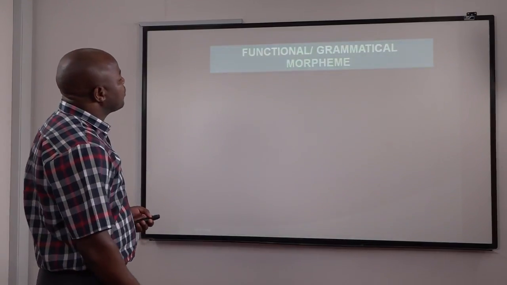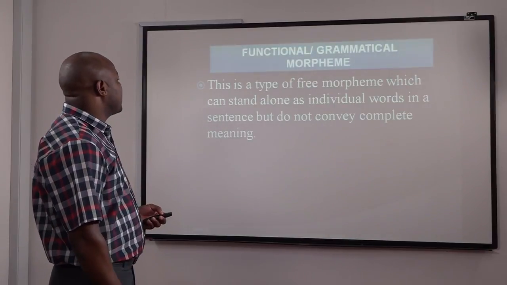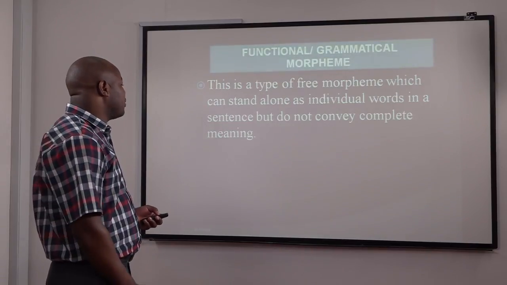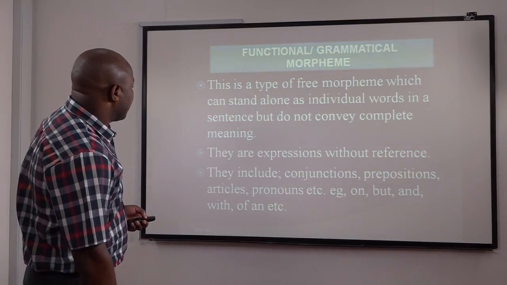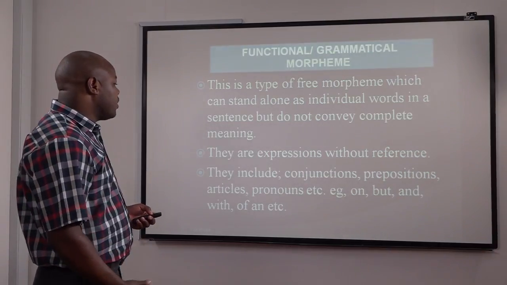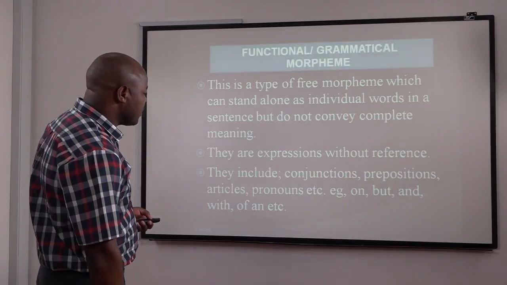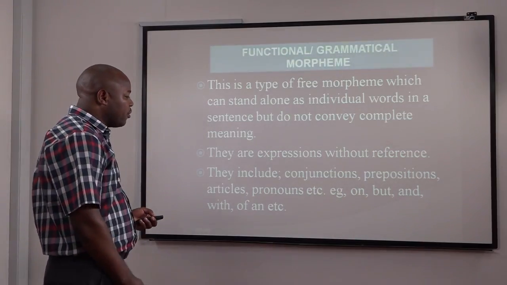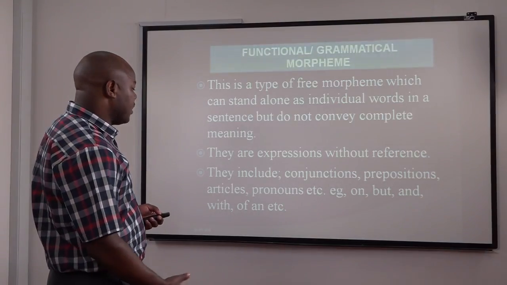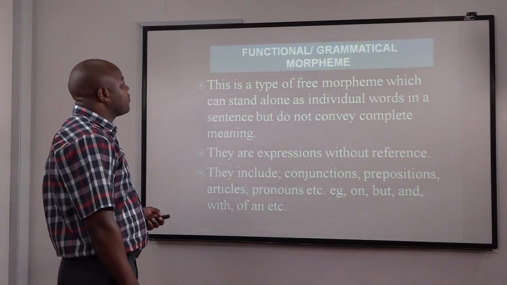Functional or grammatical morpheme is a type of free morpheme which can stand alone as individual words in a sentence but does not convey complete meaning. They are expressions without reference. They include conjunctions, prepositions, articles, pronouns, etc. For example, on, but, and, with, of, etc.